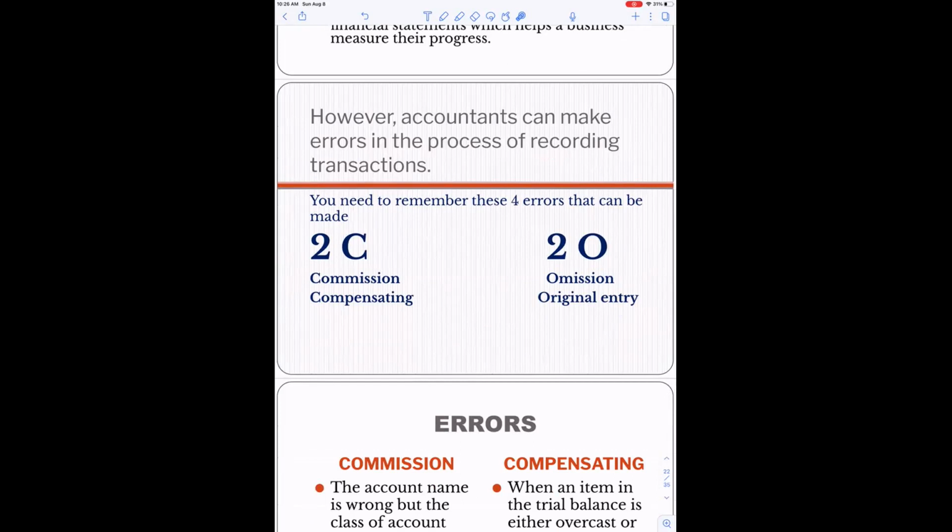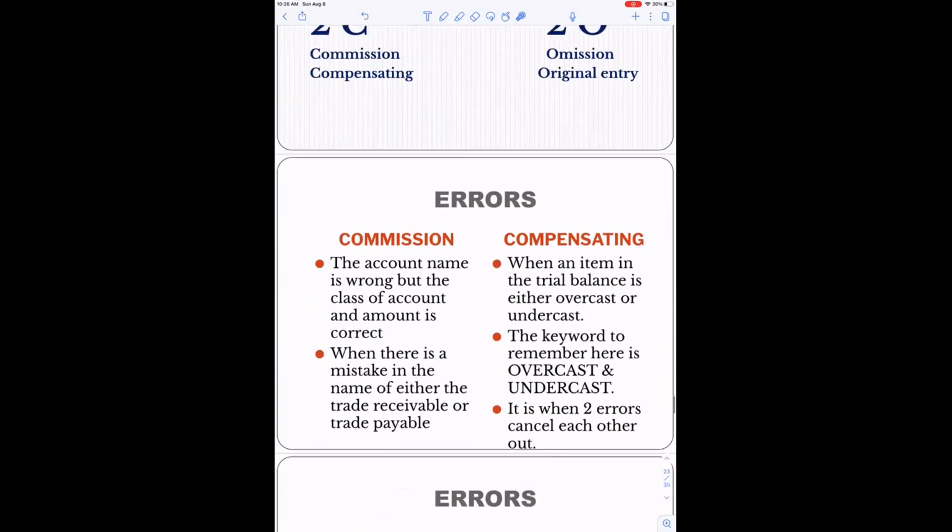You can remember these errors by using the 2 C's and 2 O's. 2 C's are error of commission and compensating errors. 2 O's would be error of omission and error of original entry. 2 C, commission and compensation. 2 O, errors of omission and error of original entry. Let's see error of commission.